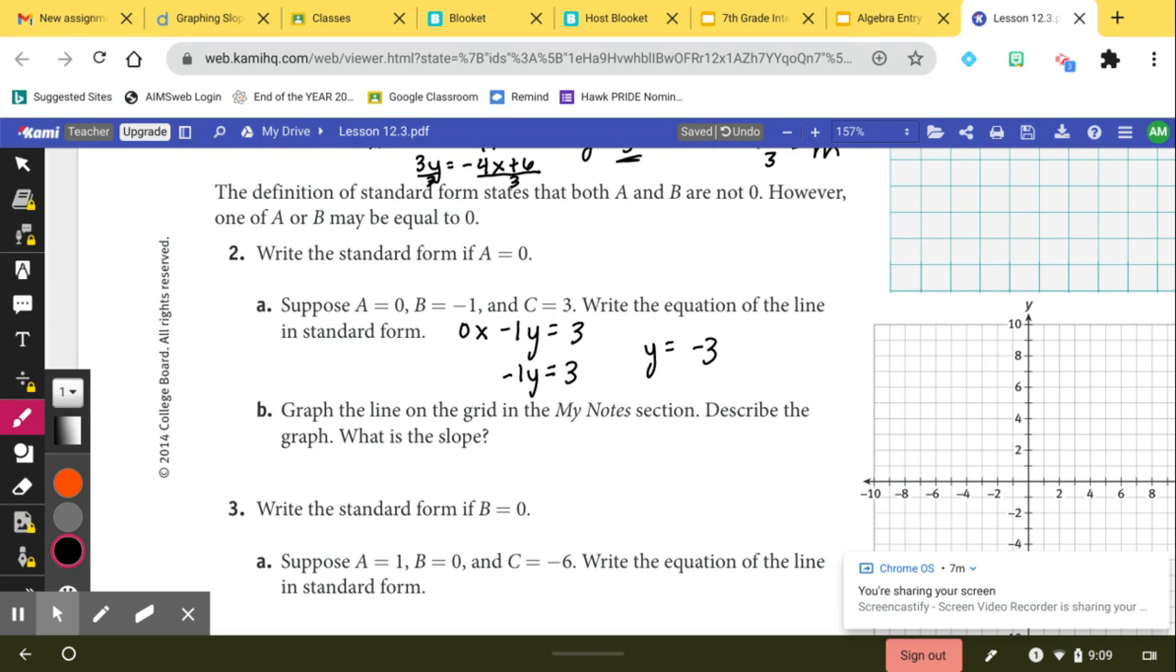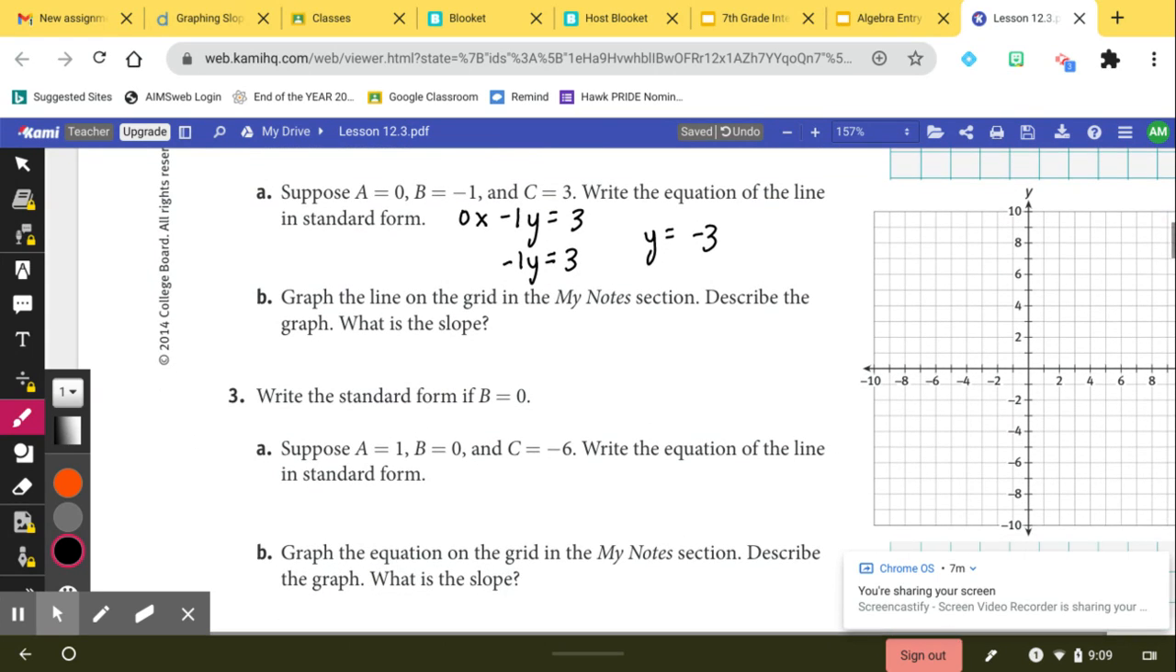And it says graph the line on the grid in the My Notes section. Describe the graph. What is the slope? Well, y equals negative 3. That's going to be one of our horizontal lines, and it's going to occur at negative 3. So it's going to be a horizontal line at negative 3. So if a is 0, we're going to be dealing with a horizontal line. And my slope would be 0.